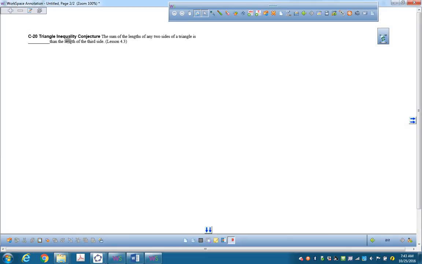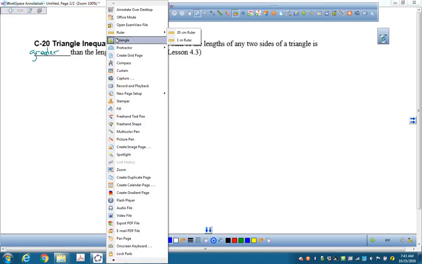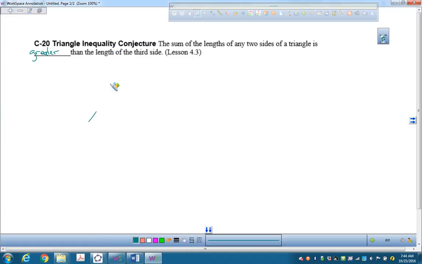C20 is what we're kind of exploring with GeoGebra. The sum of the lengths of any two sides of a triangle is always greater than the length of the third side. So if you have a triangle, let me just draw a quick picture of it now. Let's do it with my freehand shape tool. Here's a triangle.